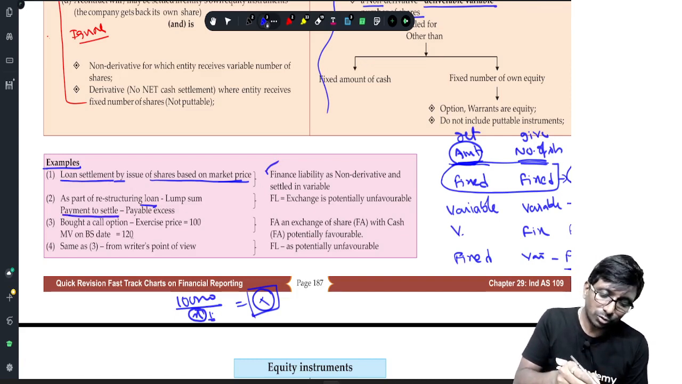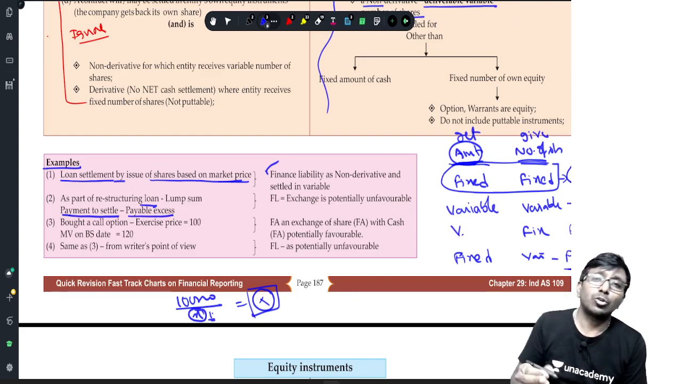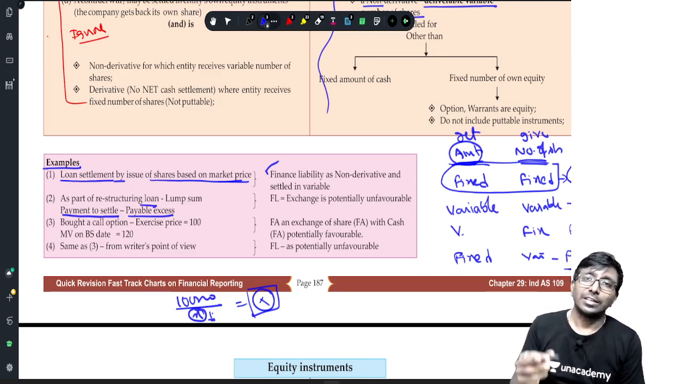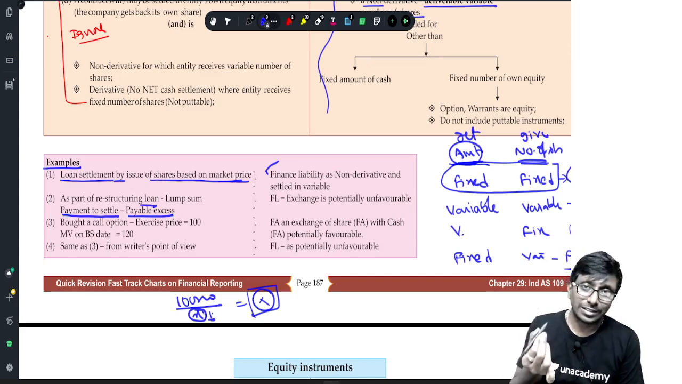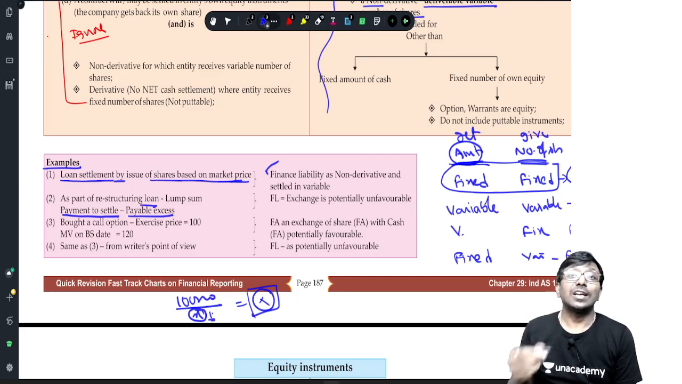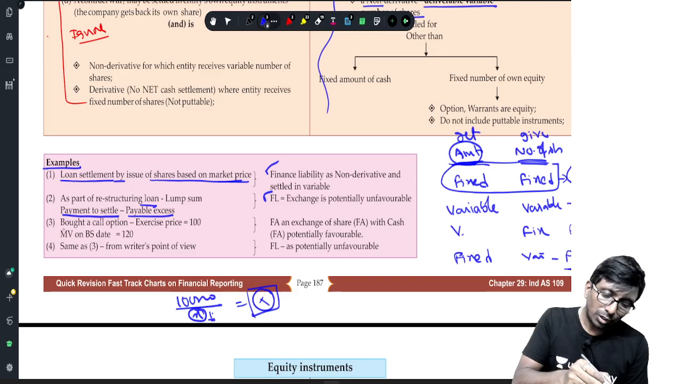Okay. As part of the restructuring of a loan, a lump sum payment you are supposed to pay, any excess amount payable. You are going to pay a little more money than what is there. You are closing the old liability and getting a new liability. You are exchanging a financial liability with another financial liability, wherein you are only losing a little more money. That is an obligation to exchange a financial liability with another financial liability, which is potentially unfavorable to me. Yes, it is also a financial liability. Got it?